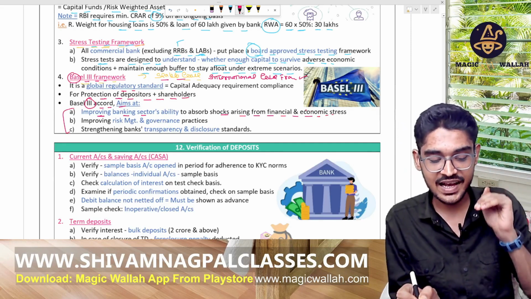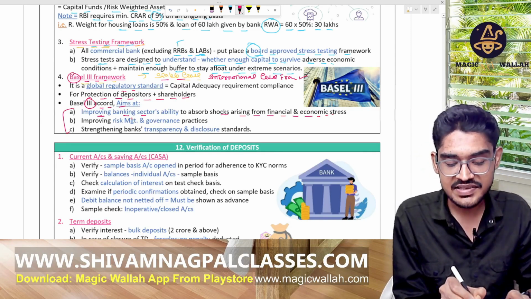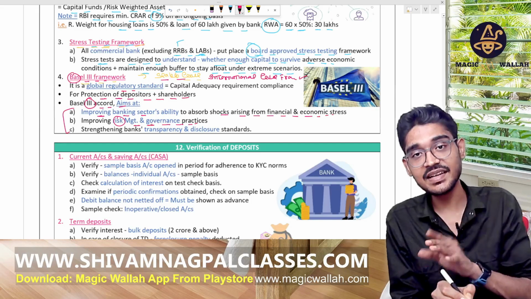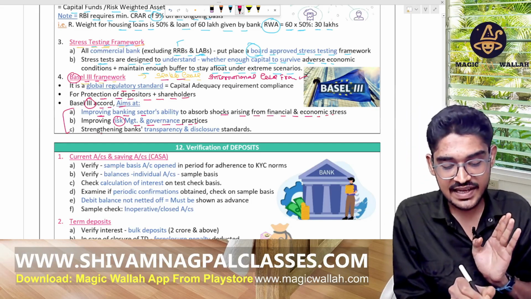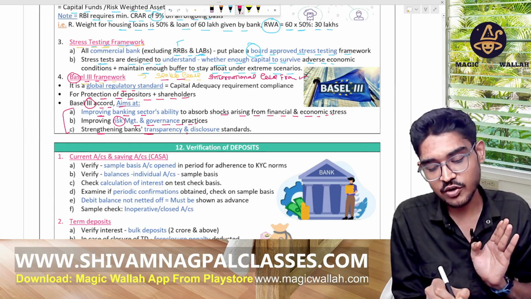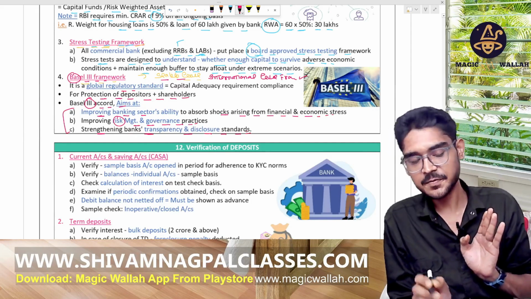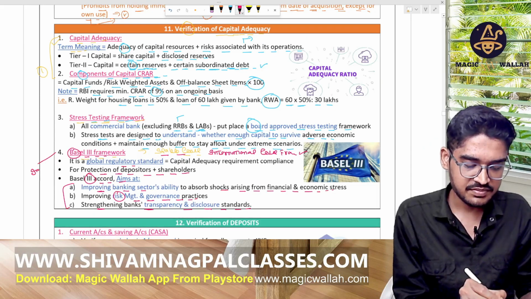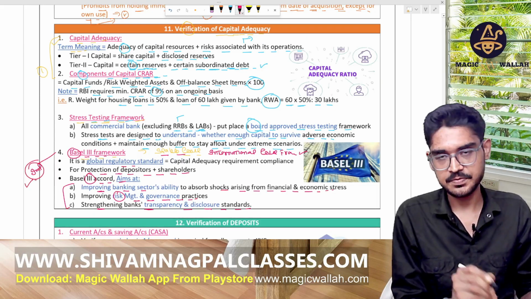The pillar 2 says the risk management and the governance practices, improving these practices. The third pillar says the disclosure, bank transparency and the disclosure standards. Okay, right. This is important, you can say. Many times it is asked, this is important.